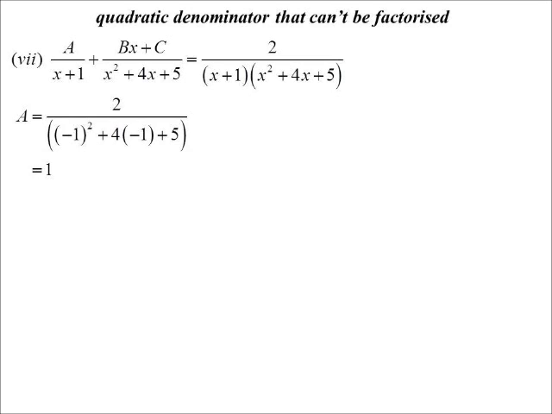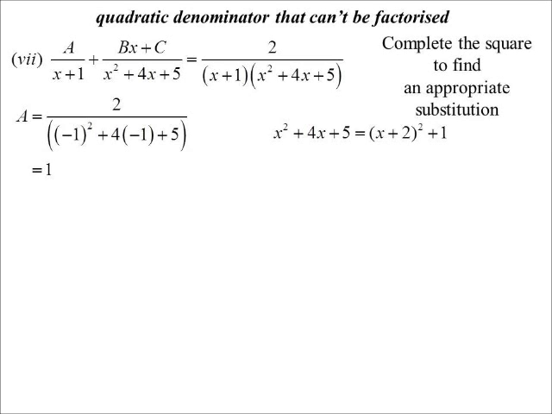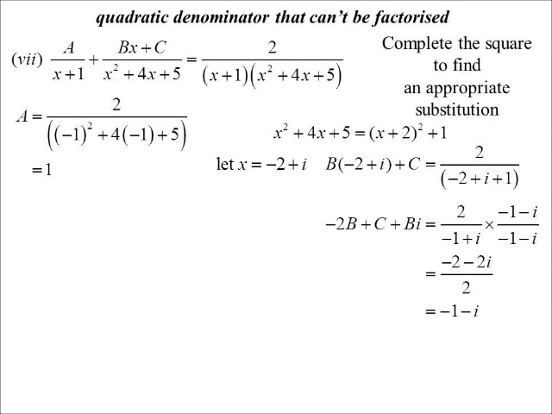Okay. I can complete the square to work out the appropriate substitution. X squared plus 4x plus 5 is x plus 2 squared plus 1. So how about I let x equal minus 2 plus i? I'm sure it's what you thought of straight away as well. So if I use the cover-up method, and I'm going to let x equal minus 2 plus i. And so there we go. We got b times minus 2 plus i plus c is 2 on minus 2 plus i minus 1. And it comes down to, there it is, minus 1 minus i. So b is minus 1. C turns out to be minus 3.